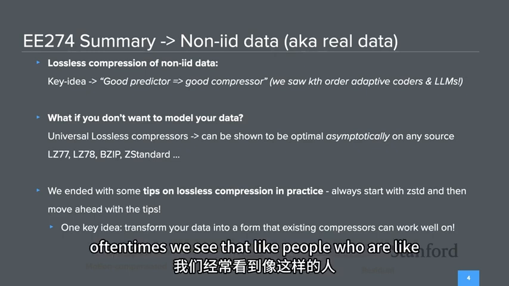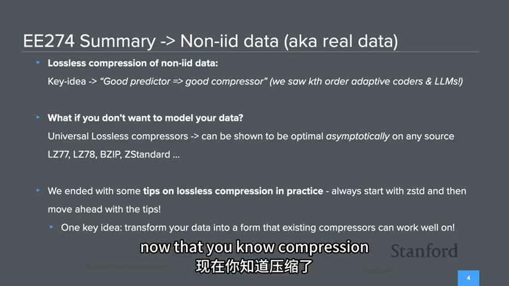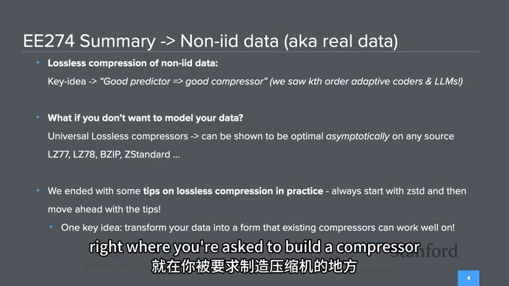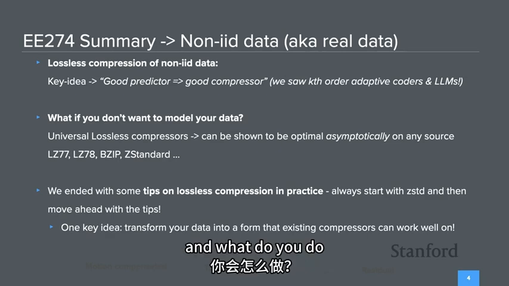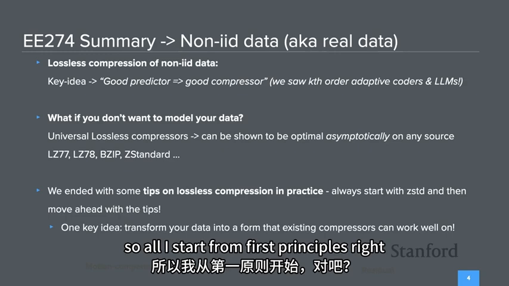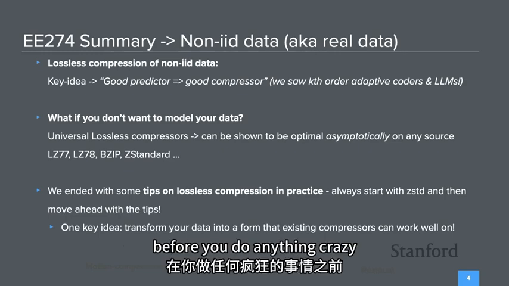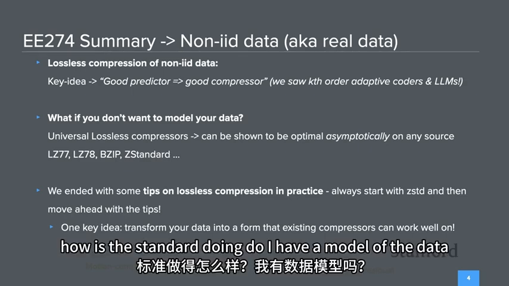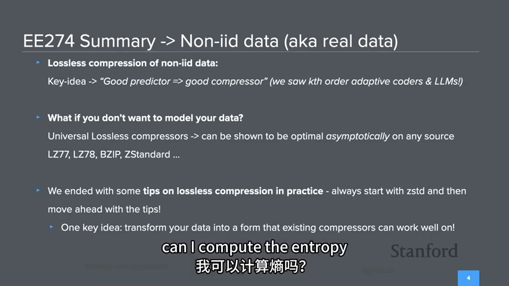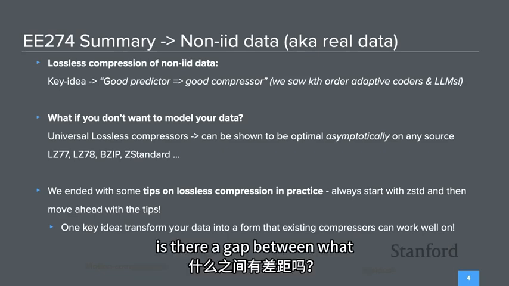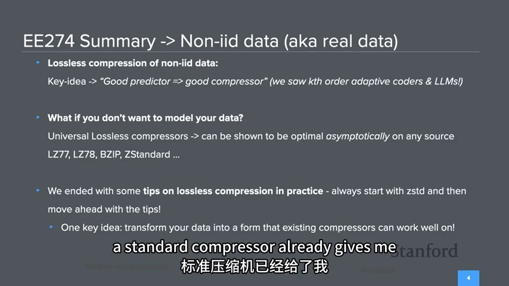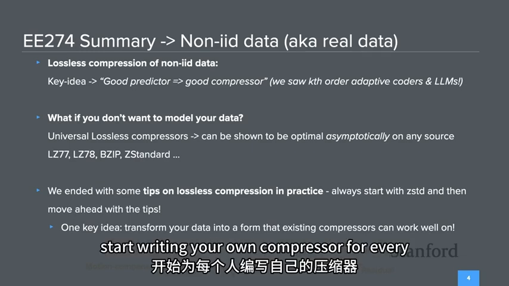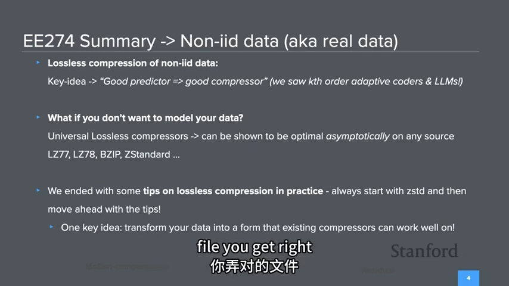Oftentimes we see that people, now that you know compression, if you remember that quiz question where you are asked to build a compressor for your company, what do you do? So yeah, always start from first principles. Before you do anything crazy, evaluate the thing, understand how Zstandard is doing. Do I have a model of the data? Can I compute the entropy? Is there a gap between what a standard compressor already gives me and what I want to get to? Don't just start writing your own compressor for every file you get.